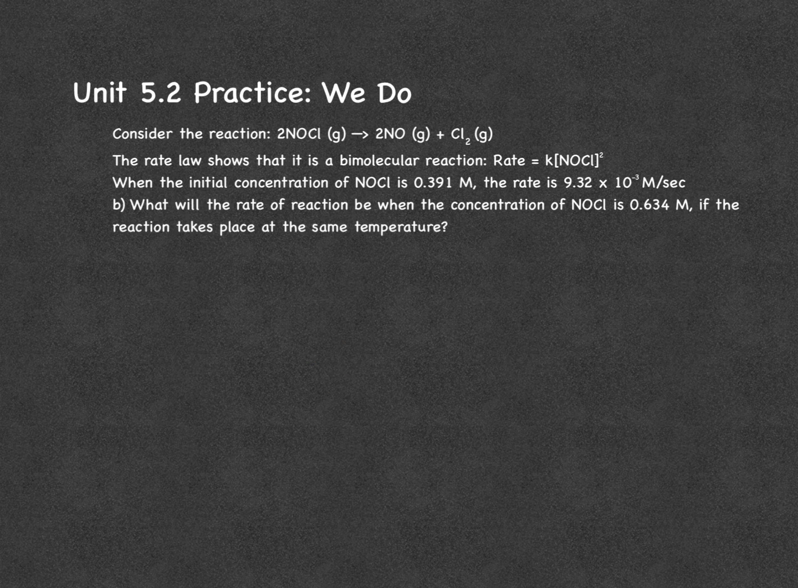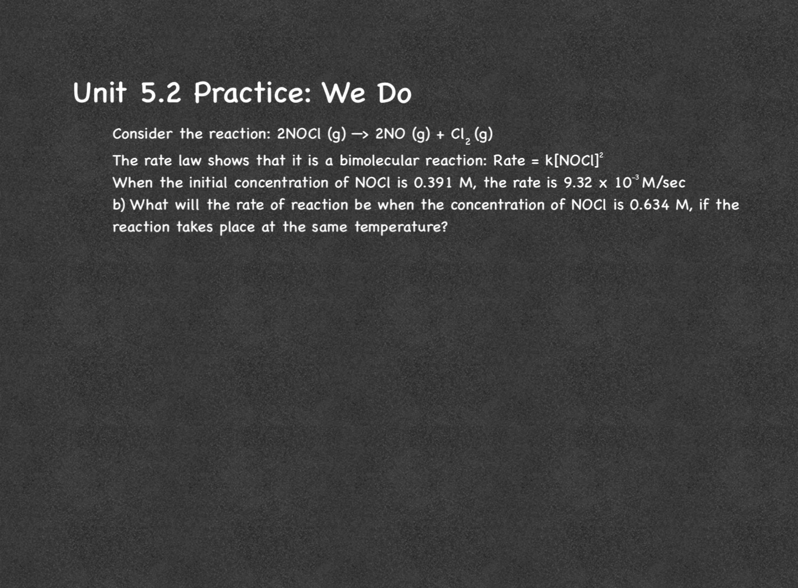For part B, they're asking, what will the rate of reaction be when the concentration of NOCl is 0.634 molar if the reaction takes place at the same temperature? So what they're telling us with specifying that the reaction is taking place at the same temperature is they're letting us know that we can use the same K that we just calculated for part A. If the temperature changes, then our K changes, our constant is going to change. But since our temperature is the same, the K that we just calculated we can use because that's going to remain constant for this reaction as well.